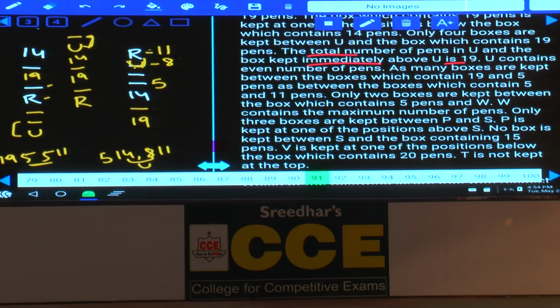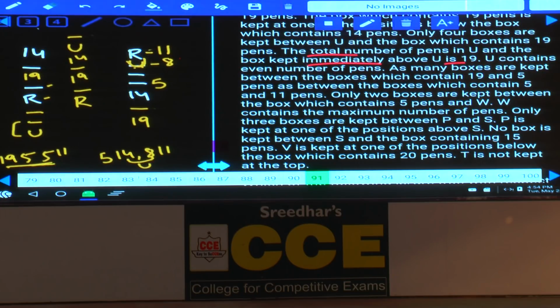And R and U and the immediate next box is how much? U and the immediate next box must be 19, as it is 19, 19, 5, 5, 11. Now, this 5 or 11 must be the box which is immediately above this U, because the sum must be 19. The box immediately above U must be either 5 or 11, and out of which it cannot be 5.